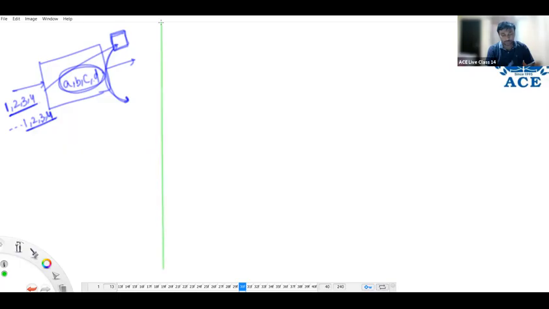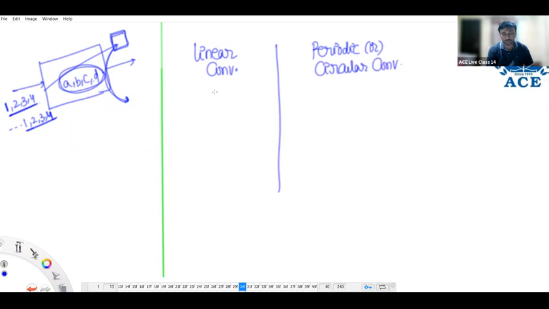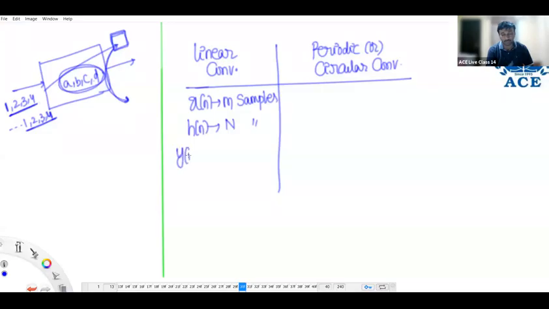Actually, if you make a comparison between linear convolution and periodic or circular convolution, what we stated just now: in linear convolution, if the input has m samples and the system has n samples, what is the length of the output we have mentioned? M plus n minus 1 samples.